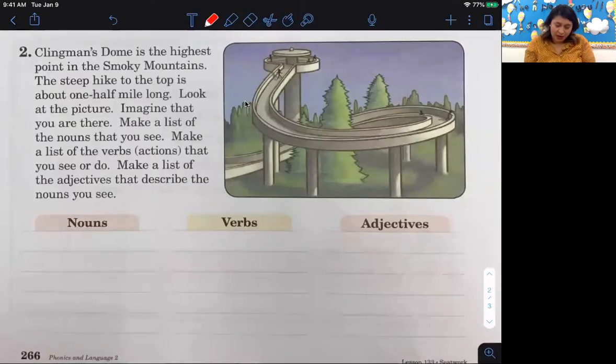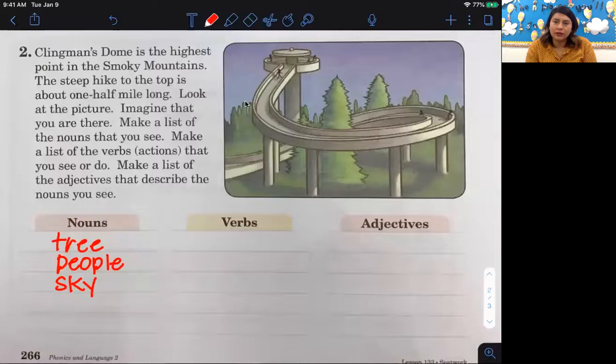Okay, friends. I'm going to give you a couple, and then I'm going to let you finish your list all by yourself. You're going to look at this picture, and you're going to get as much information as you can from this picture. That's the highest point at the top of this hike that you can do at the Smoky Mountains National Park. Okay, it's giving you some information in this little part that you read, but they want you to look at the picture and get as much information as you can. So what are the nouns that you see here? Well, I see tree. I see people. I see sky.